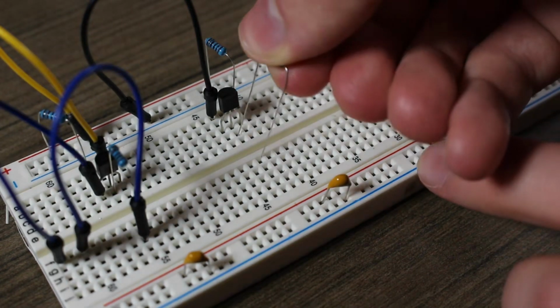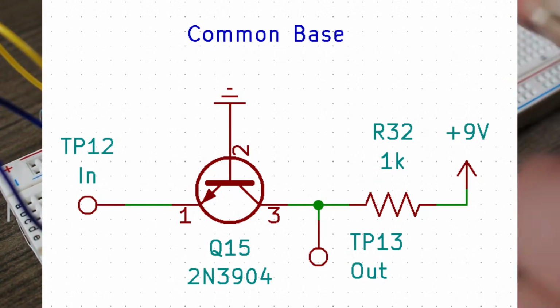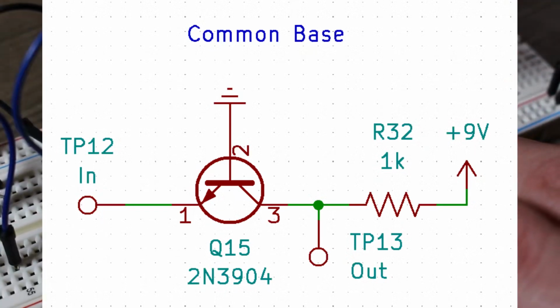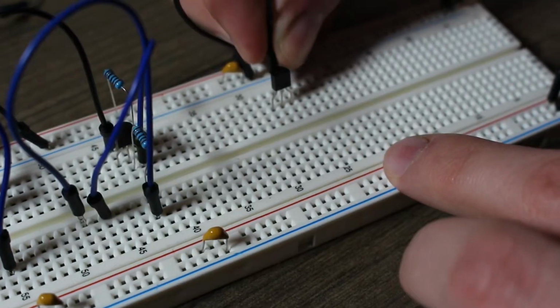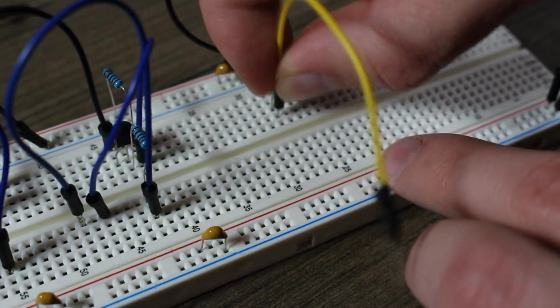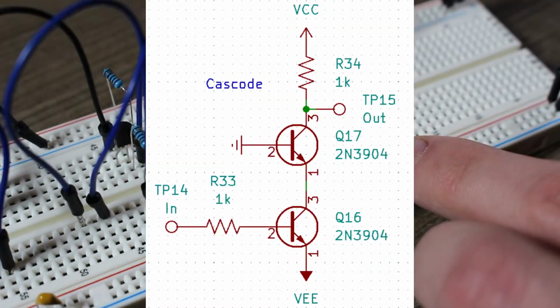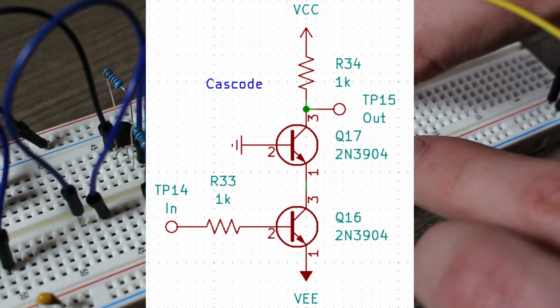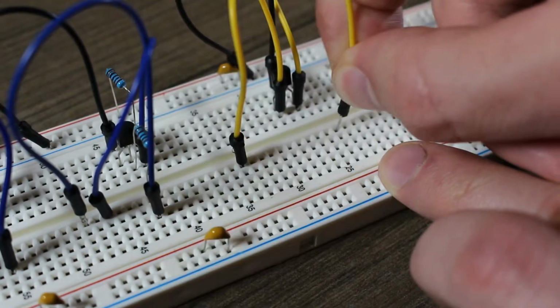And finally, we have the common base configuration. This isn't a very common way to use a BJT, but it's still important to know about. In this case, the input signal is applied to the emitter, and then we get an output on the collector. A lot of the time, these common base designs are paired in series with a common emitter configuration to form a cascode. These cascodes have the advantages of both types, namely a high input impedance and a large bandwidth. But more on cascodes and the common base configuration in another video.